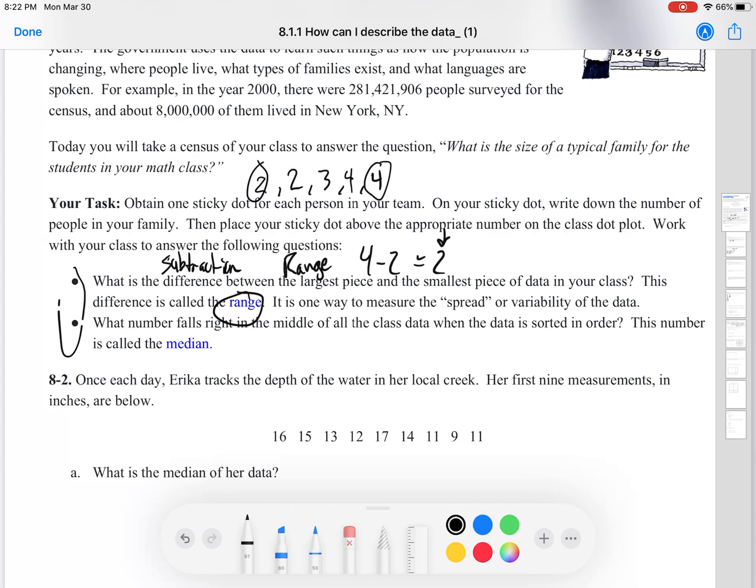The second bullet point says what number falls right in the middle of all the class when the data is sorted in order. Well, I actually have them all in order up above: 2, 2, 3, 4, 4. Which one is in the middle? What I like to do sometimes when I'm trying to find the middle one is I just do a little cross off. Cross off, and when I'm working my way to the middle, there's only one number left. So that one in this case is 3. We call that the median. Median is the middle number once they have been sorted in order. Okay?